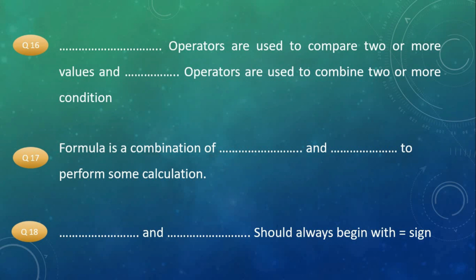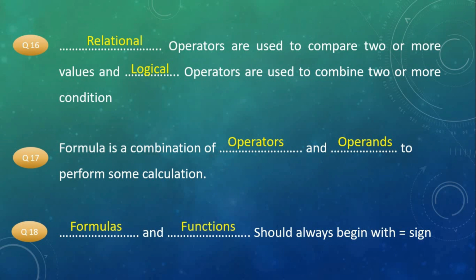The answer for these questions: relational operators are used to compare two or more values, and logical operators are used to combine two or more conditions. Formula is a combination of operators and operands to perform some calculation. Next one. Formulas and functions should always begin with equal sign.